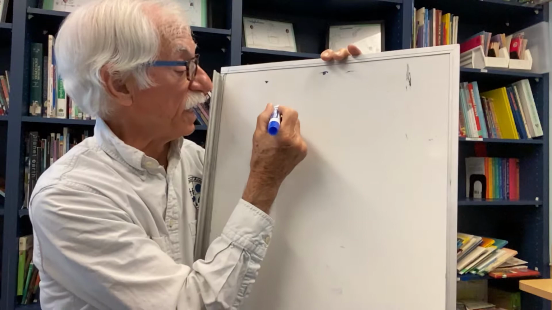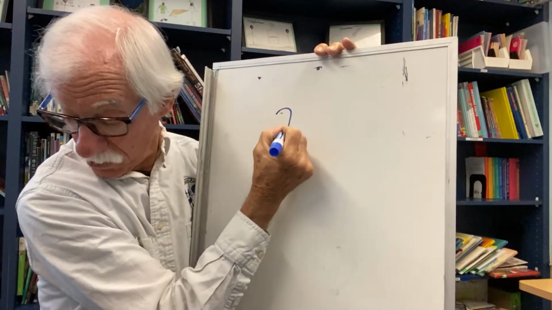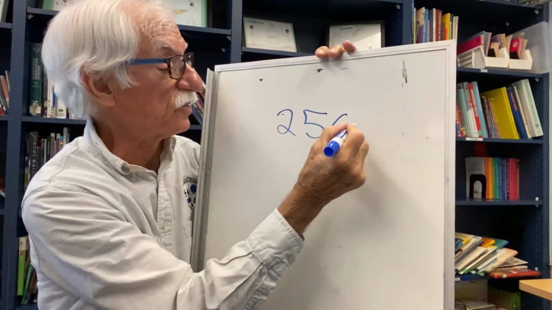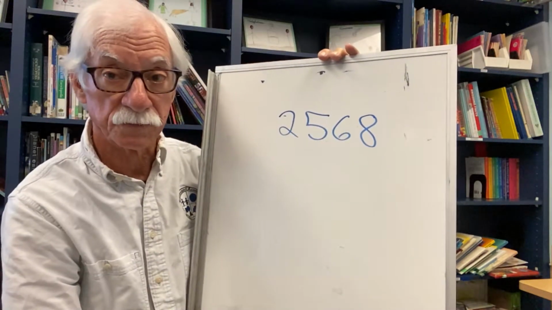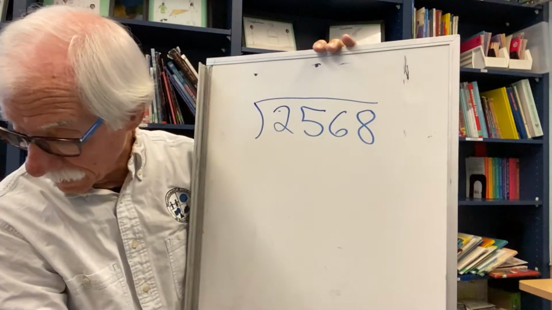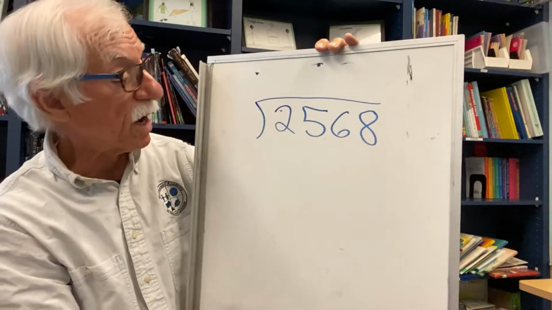All right, so our dividend is 2,568 crayons. And we're going to put them in 8 boxes.